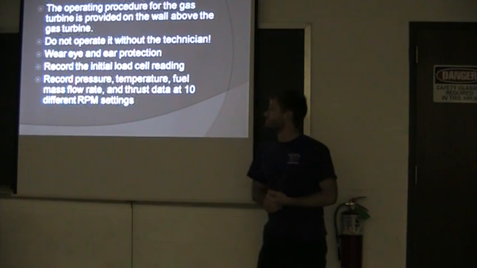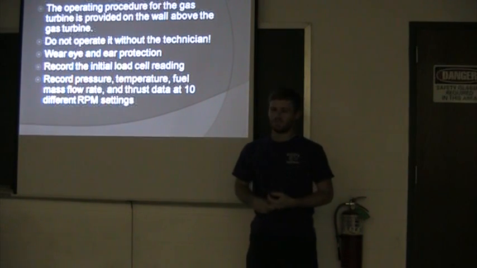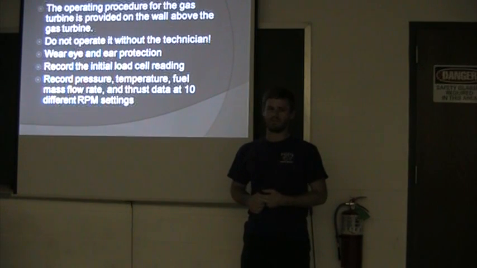This is the procedure for the experiment. The operating procedure is posted on the wall above the gas turbine. You do not operate it without having a technician there, and make sure you wear your eye and ear protection because it gets pretty loud. Then we record the initial load cell reading after starting it up, and then record pressure, temperature, fuel mass flow rate, and thrust data at 10 different RPM settings.